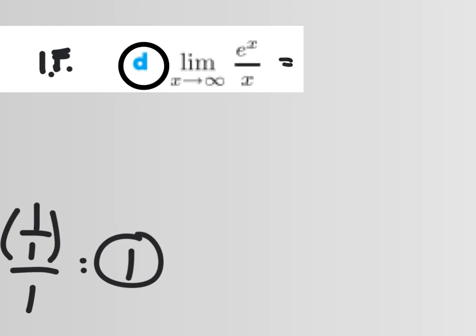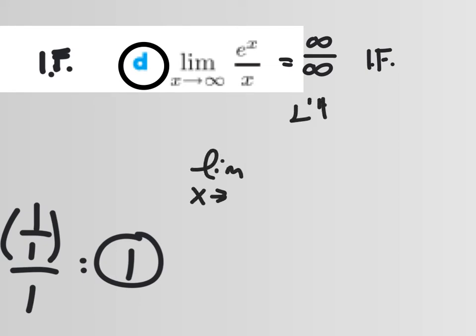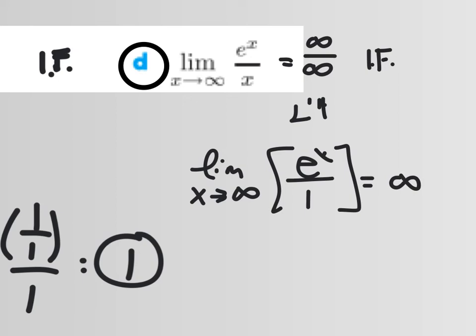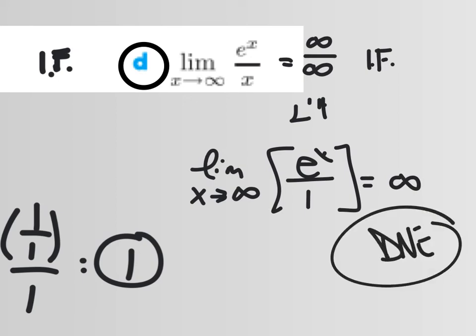Oh, this one will be an infinity over infinity. Again, indeterminate form. L'Hopital says derivative of top, derivative of bottom would mean that this is the limit as x approaches infinity of e to the x over 1, which, go figure, is still infinity. Therefore, this limit does not exist.